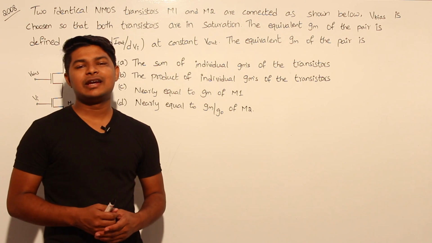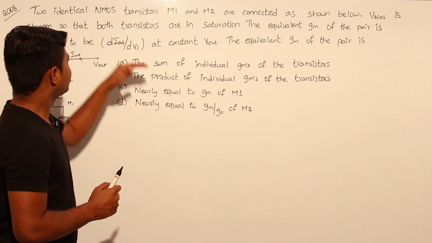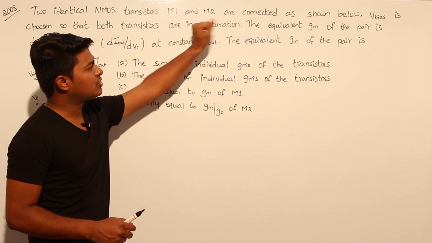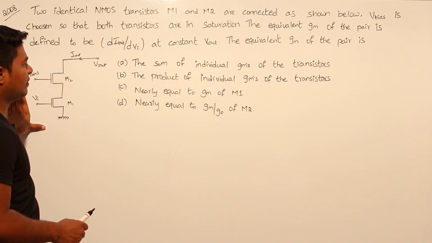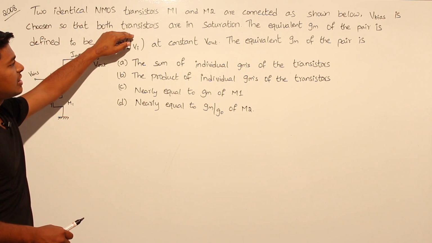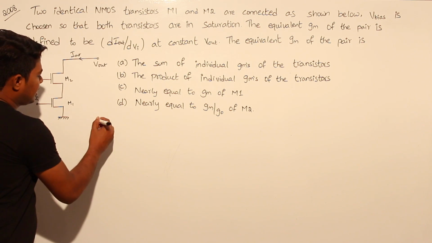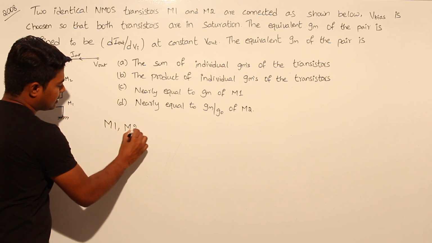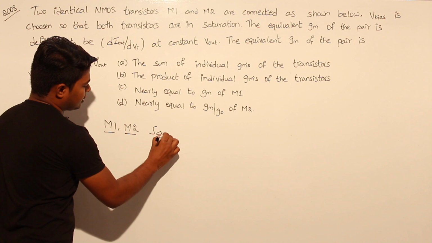This question is given in GATE 2008. Now see this question. Two identical NMOS transistors M1 and M2 are connected as shown below. This is the diagram they have given. V bias is chosen such that both transistors are in saturation. M1 is the first transistor, M2 is another transistor, both are in saturation.